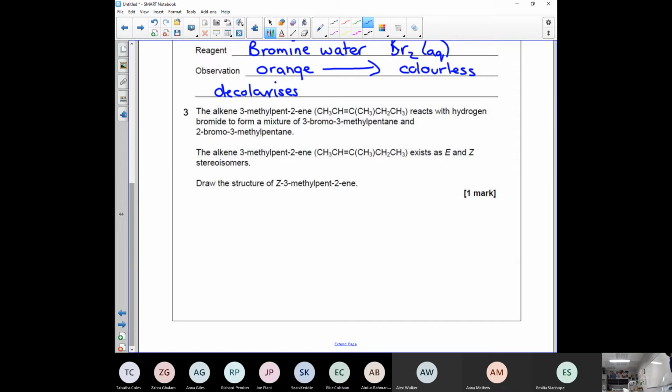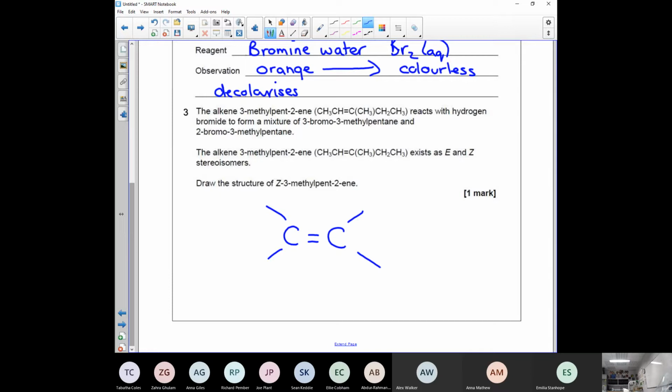Right, it wants us to draw Z-3-methylpent-2-ene. Okay. When you want to draw a definite Z structure or a definite E structure, it wants you to show the stereoisomerism. It's really important that when you draw it out, you use what I like to call the little star shape: the double bond in the middle and the groups going off the sides like that. Sometimes if you draw it as a straight chain molecule with just displayed formula, you don't get the marks because you don't necessarily draw it as an E or a Z isomer. So it's really important that it's drawn out like that.